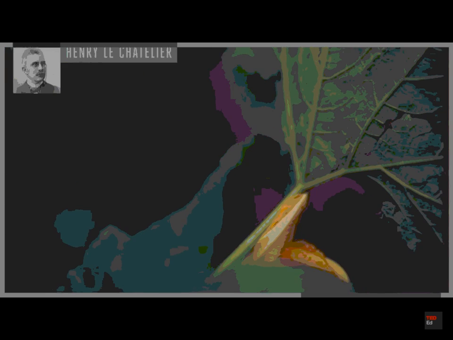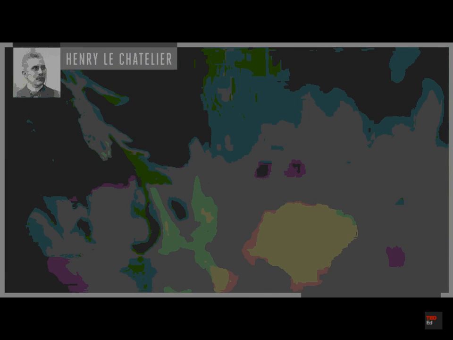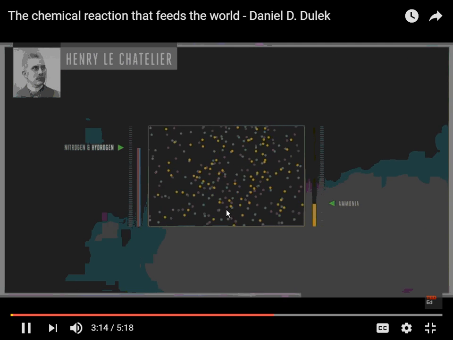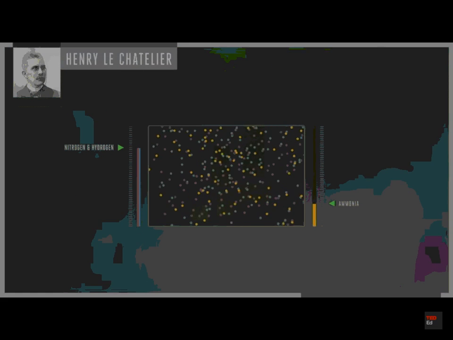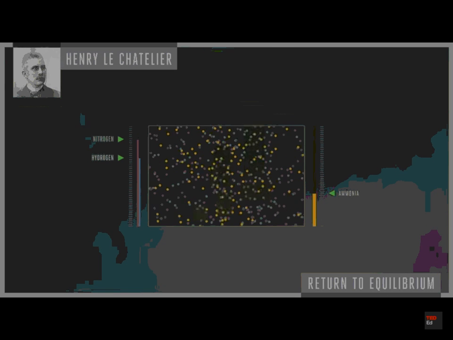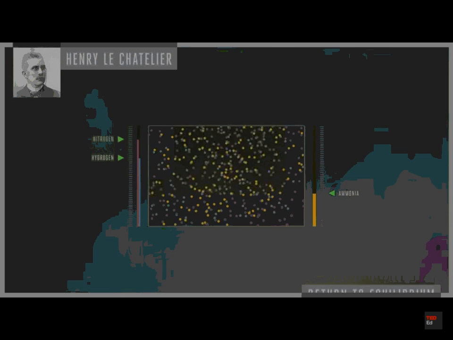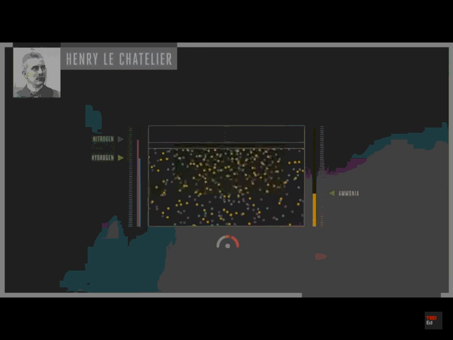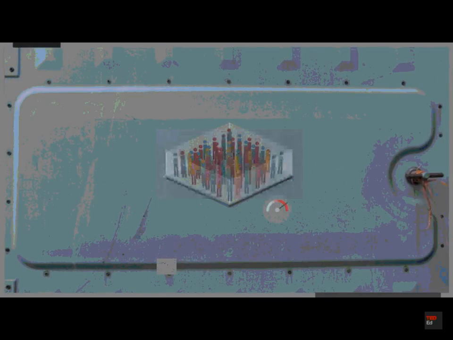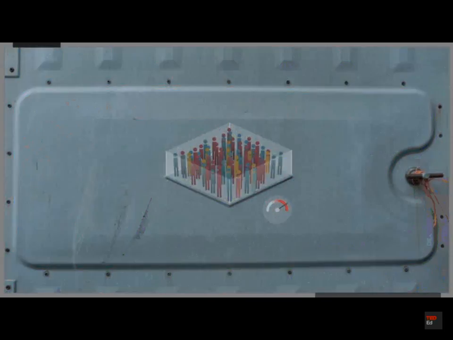Here's where Henri Le Chatelier, a French chemist, can help. What he found was that if you take a system in equilibrium and you add something to it, like say nitrogen, the system will work to get back to equilibrium again. Le Chatelier also found that if you increase the amount of pressure on a system, the system tries to work to return to the pressure it had. It's like being in a crowded room. The more molecules there are, the more pressure there is.